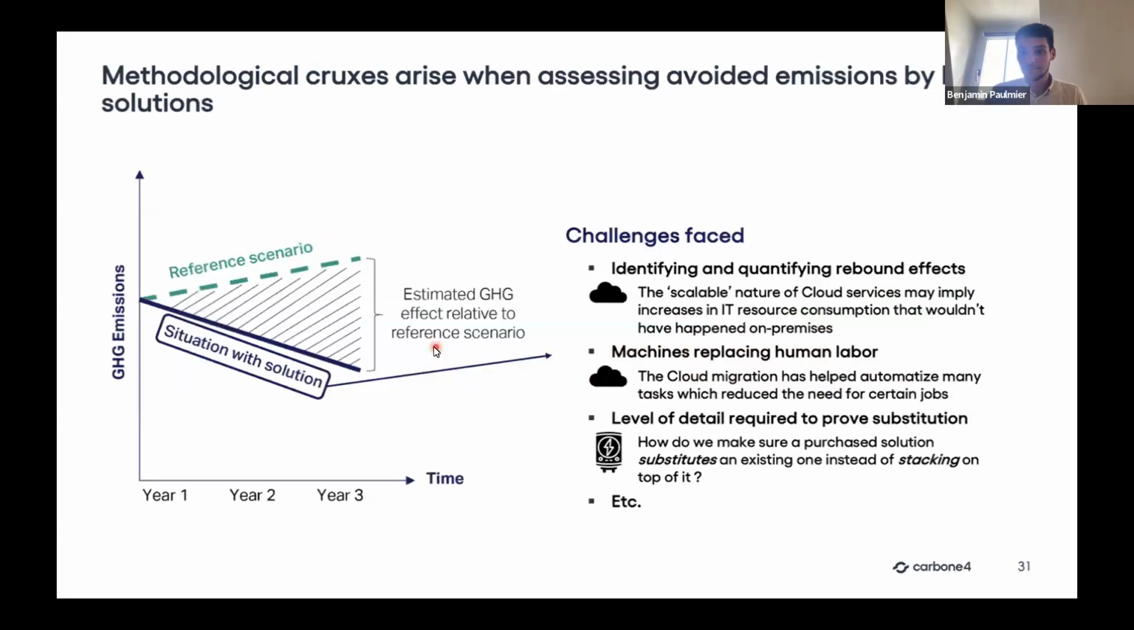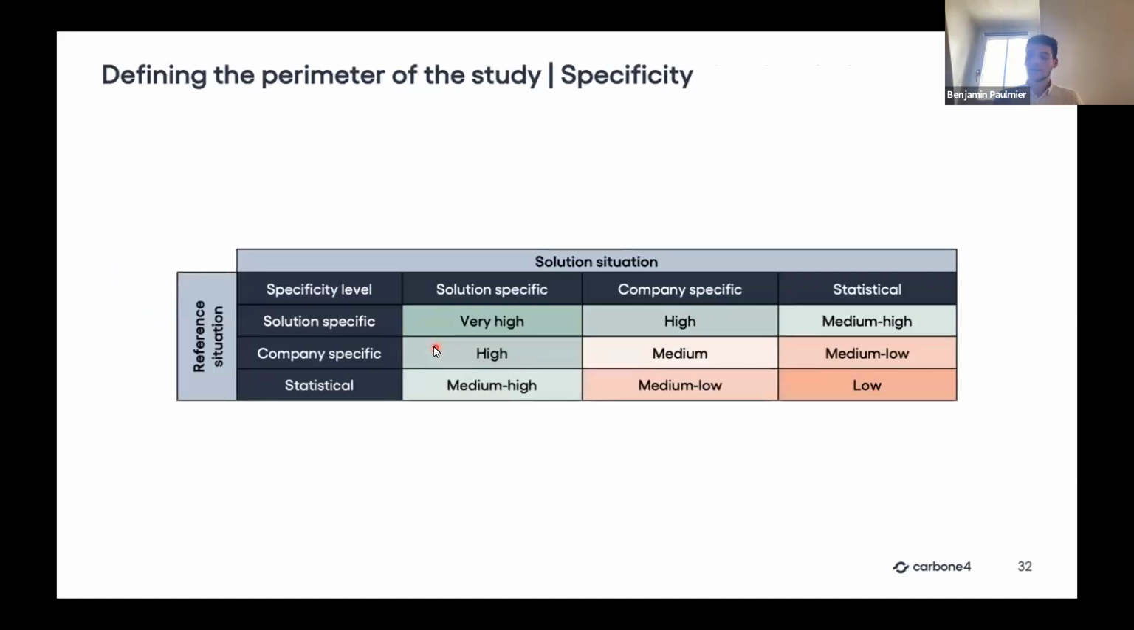So the guide, the methodology gives guidelines on how to treat each one of these methodological cruxes and gives tips on how to go through with the calculations of the reference and solution scenarios. And with that all in mind, we can start following the usual method for avoided emissions calculations, starting with specificity. So specificity is basically looking at how specific do we want to be on the product for which we're assessing avoided emissions and the context to which we are comparing ourselves.